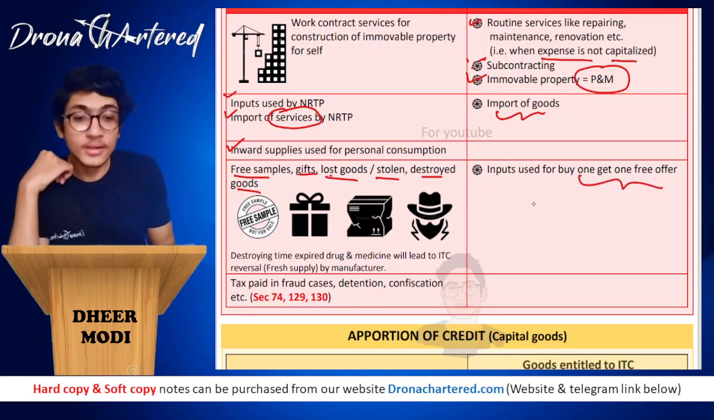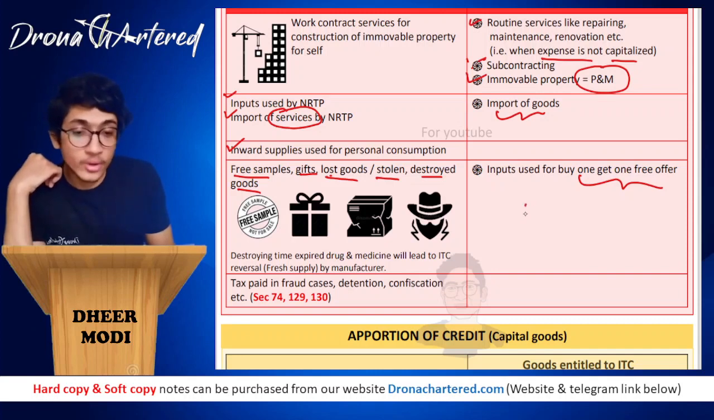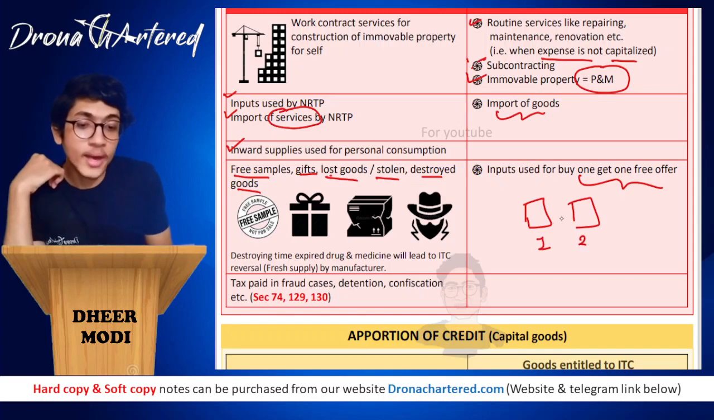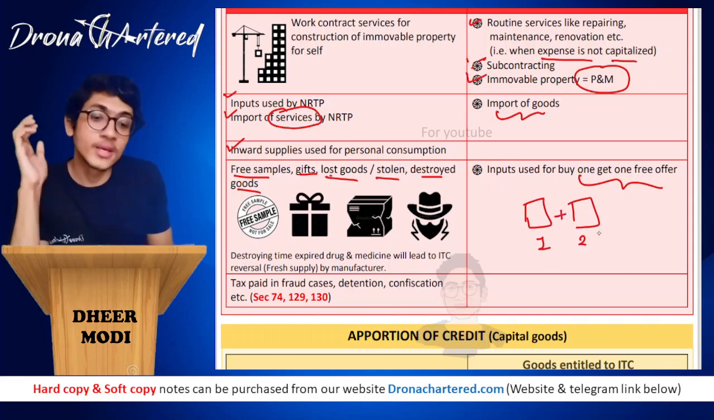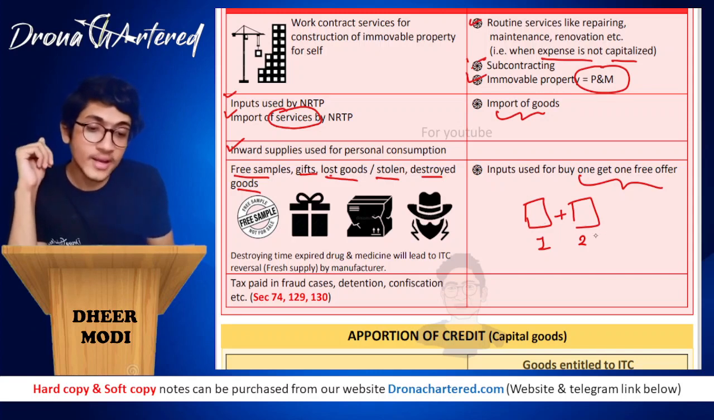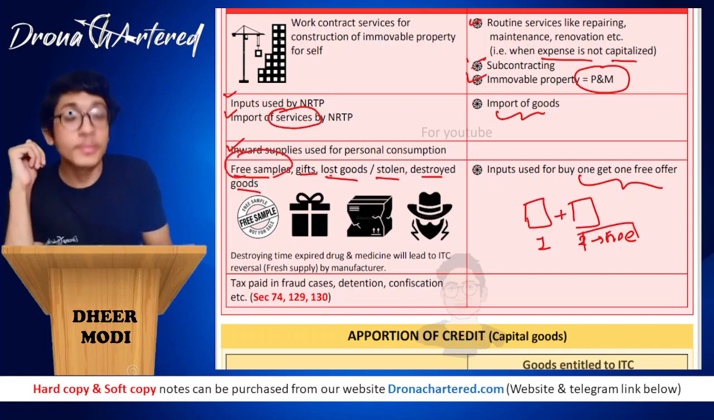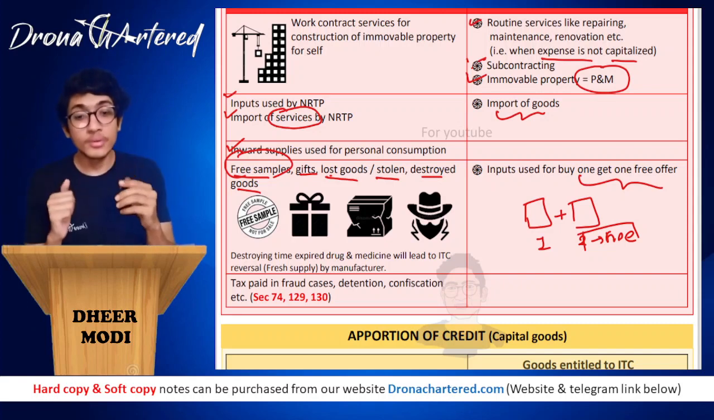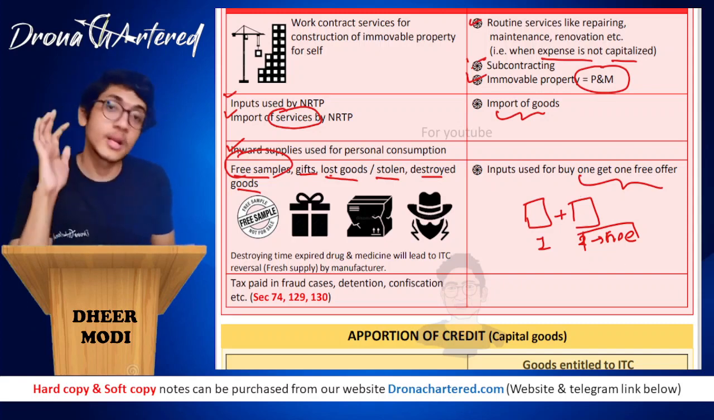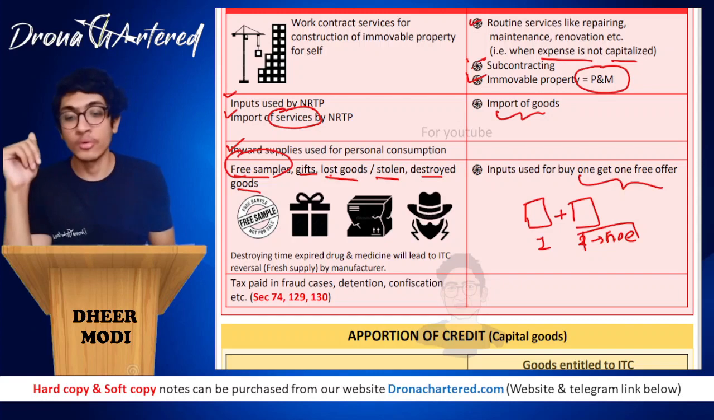So you might say, boss, for example, I have two goods, good one and good two, and there is a combo offer that when I buy one, I will get two free. When I buy good number one, I will get this one free. So does this mean that I will have to reverse ITC because, sir, you said that free samples are not allowed? But since it is a buy one get one offer, it is considered a composite supply. Therefore, you will be allowed ITC on this. ITC does not have to be reversed.